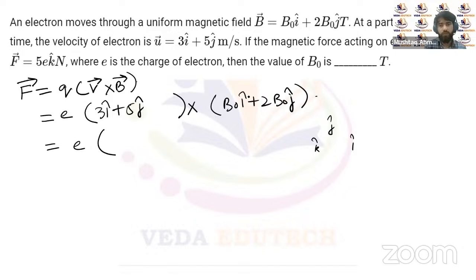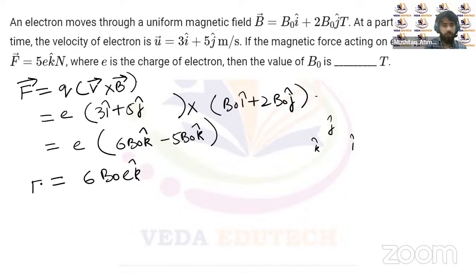So it will give us I cross I, which is 0, and I cross J, which is K cap. It will be 6 B naught K cap. Once again, J cross I will be minus K cap, so it will be minus 5 B naught K cap, and J cross J will be 0. So from here it will be 6 B naught E K cap. This is the net magnetic force.